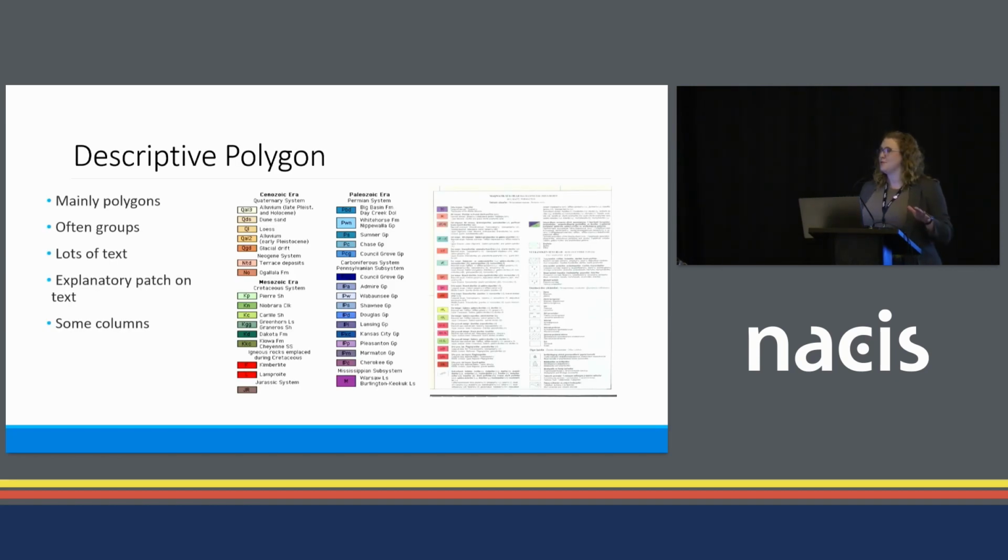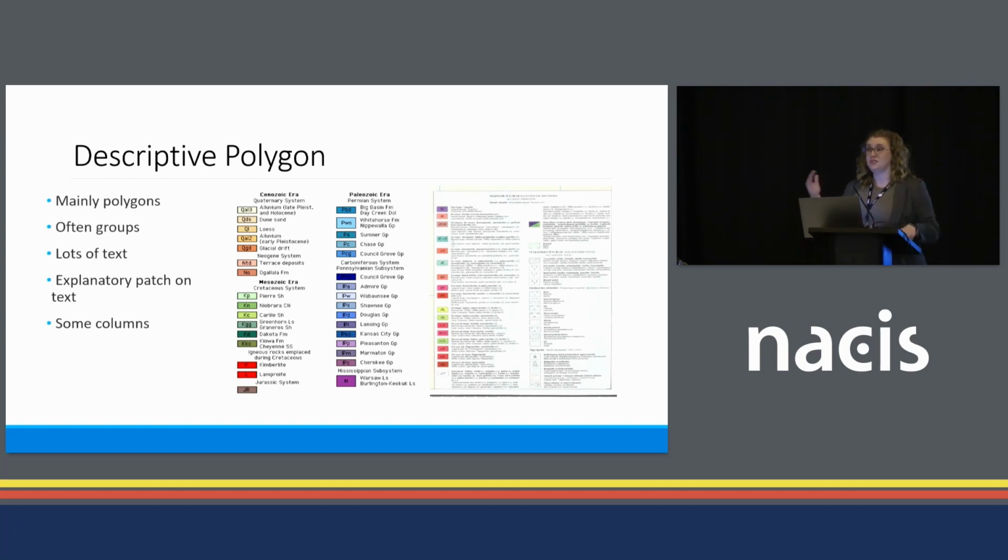The first group that I found is Descriptive Polygon, and I called this type Descriptive Polygon because these legends tend to only have polygons. Maybe a few lines, but mostly polygons. And they have explanatory text on the patch.